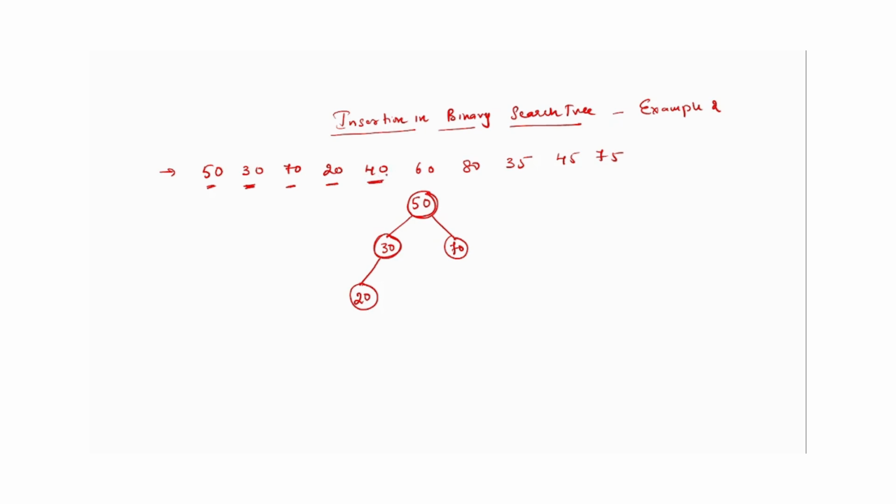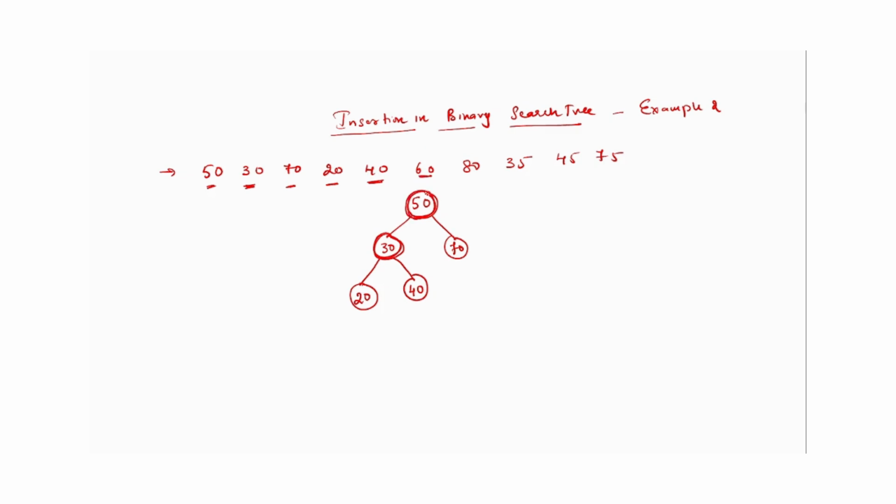Now comes 40. Now traverse from the root node. The key is to traverse from the root node. Compare 40 with 50. 40 is less than 50, come here. 40 is greater than 30, therefore there is nothing to the right, so insert 40. 40 is done. Now comes 60.